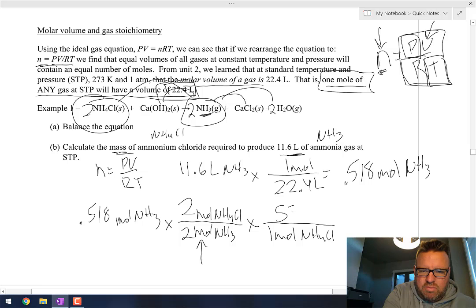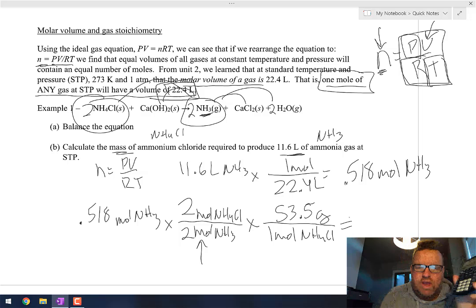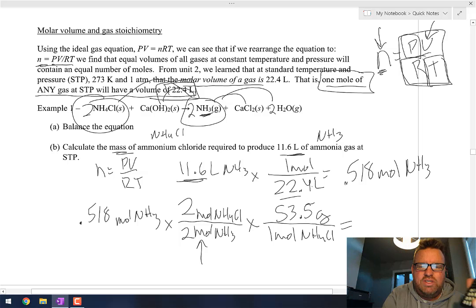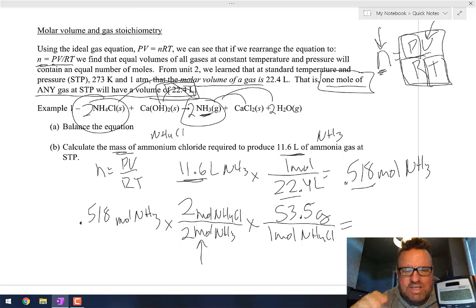And then I look at the molar mass. It is 53.5 grams per mole. So really, I'm taking that 0.518, and I'm still using the answer that's on my screen when I divided 11.6 by 22.4. Even though I wrote down 0.518, I'm really going to use 0.517857143 because that's what's on my screen. That's the best answer to use, is the non-rounded number.